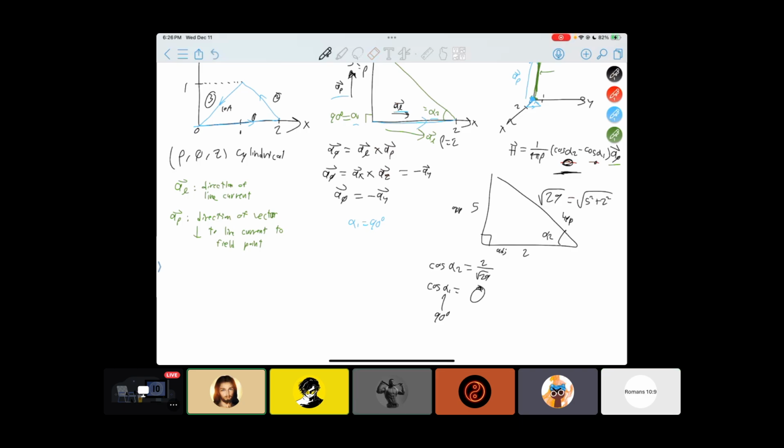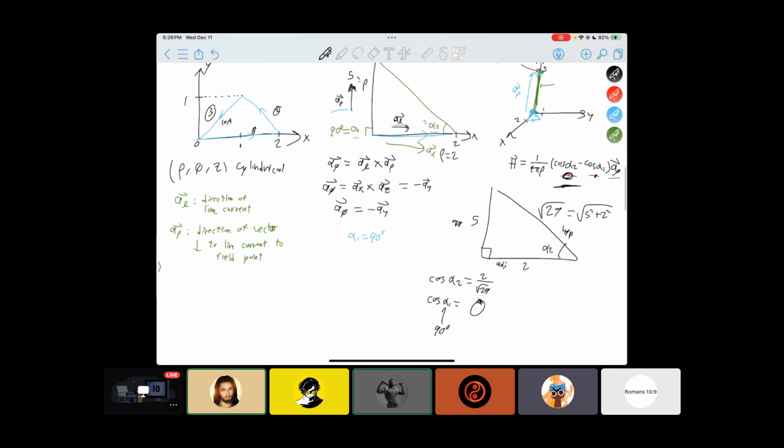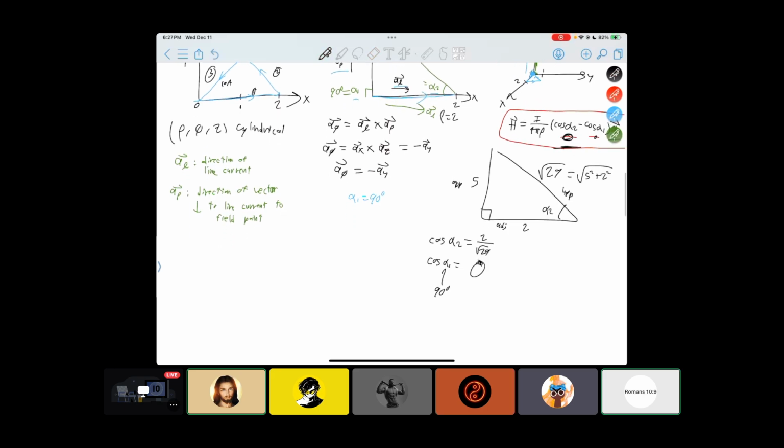But before we do that, let me see where you're going with this. Okay, because the cosine of 90 is just 0. Okay, so 7.7 next. Yep, that's pretty much that.